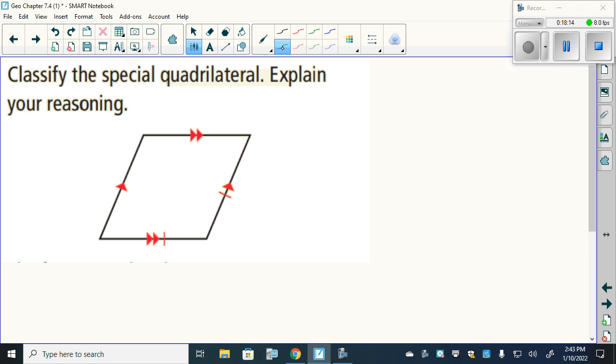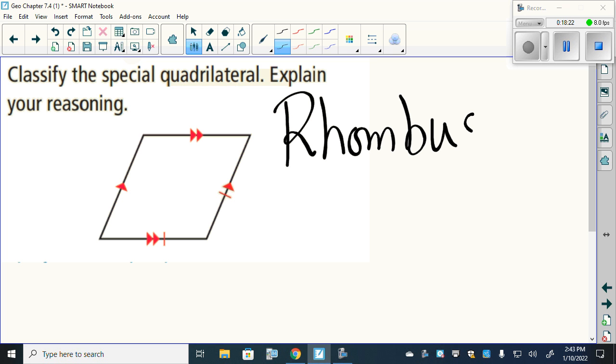Special quadrilateral. It is a rhombus. These marks tell us that we have two sets of parallel sides, so that means it is a parallelogram.